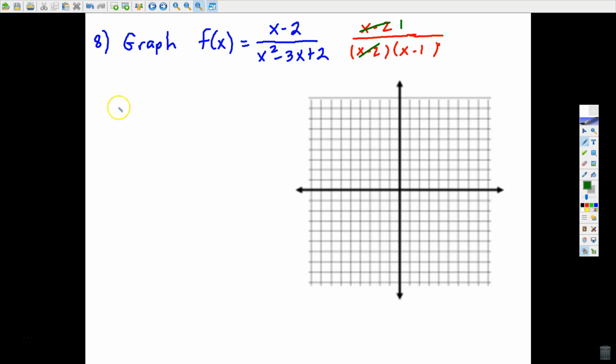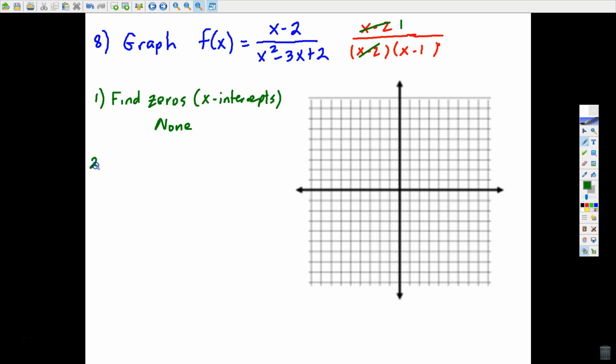You should always factor. Then you work your way into finding zeros or x-intercepts. And that involves letting the numerator equal 0 and solving. Well, we don't have a variable in the numerator any longer since we canceled, so we do not have any x-intercepts. This graph is never going to touch the x-axis.